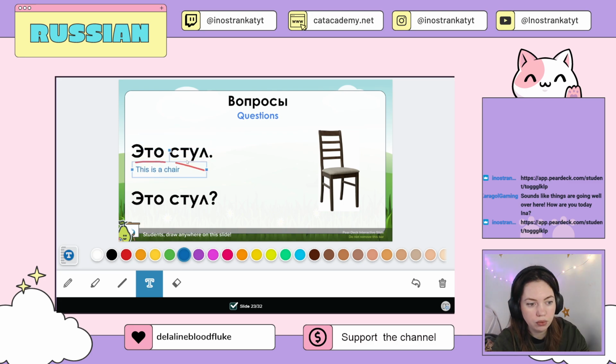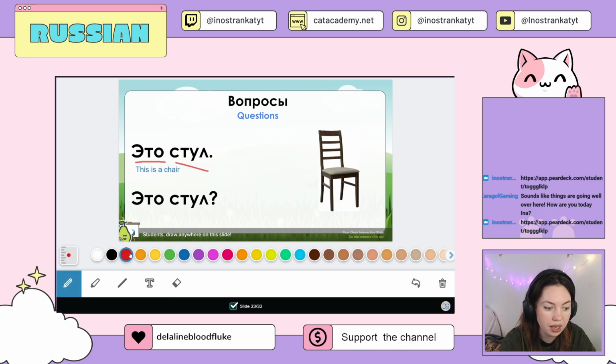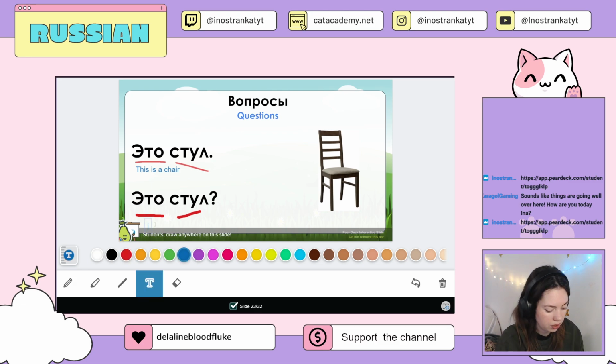Это стул. Это стул. So we can hear that the intonation goes down. And if we make a question, we say: это стул? So now, because we just changed the intonation, it turned into a question. Is it a chair? And again, in the Russian language there are no articles, so it's much easier.